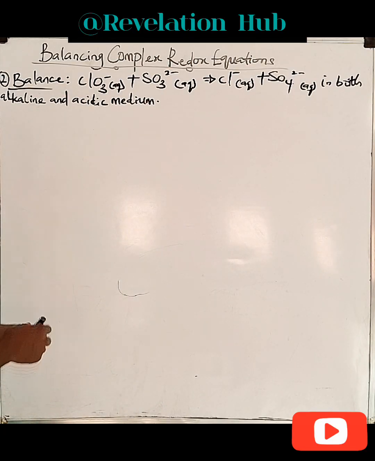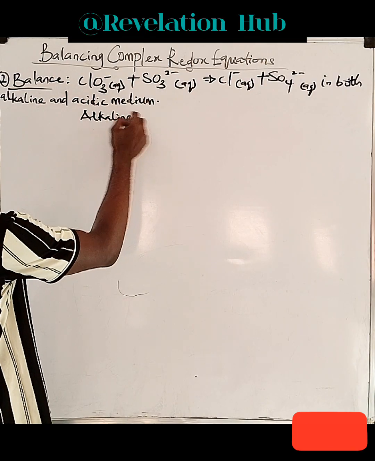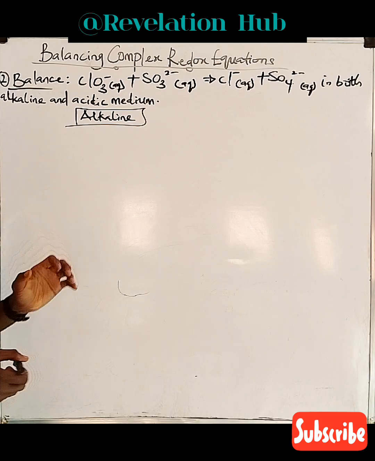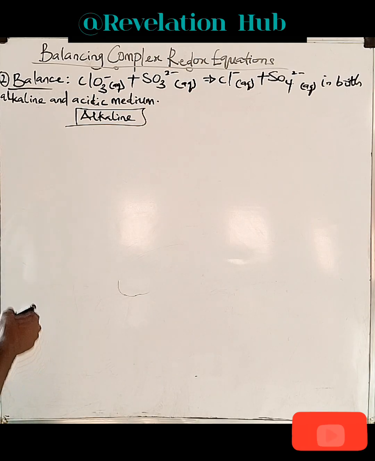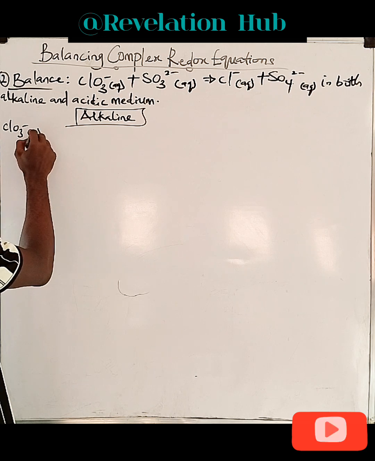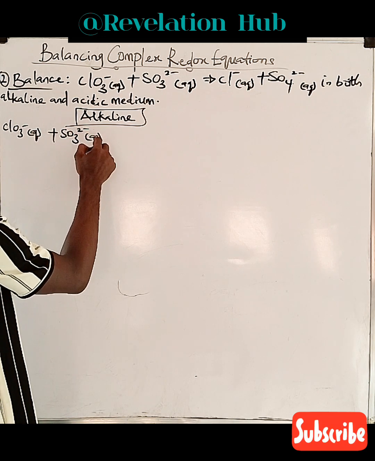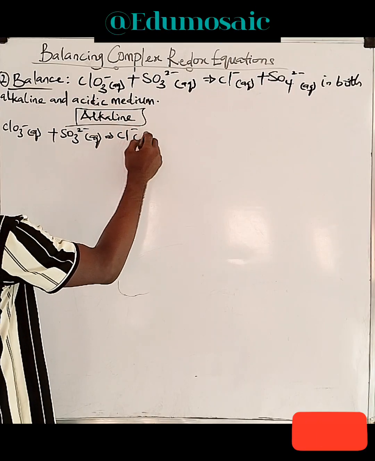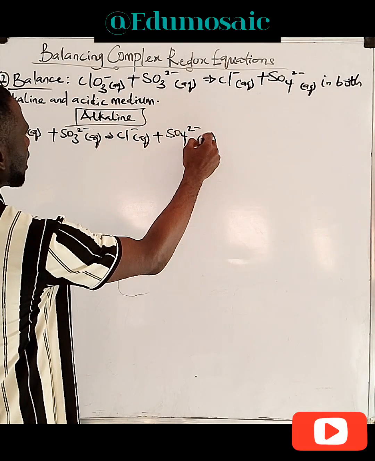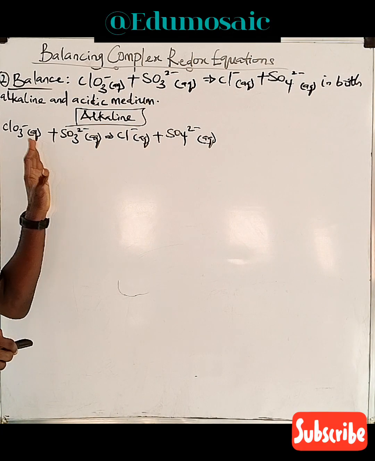So what I'm going to do first, don't forget that the first is alkaline medium. That's what we are discussing. So how do we balance this in alkaline medium? The first thing we're going to do is write out the oxidation numbers. So let's quickly get that done. ClO3 minus aqueous plus SO3 2 minus aqueous gives us Cl minus aqueous plus SO4 2 minus aqueous.